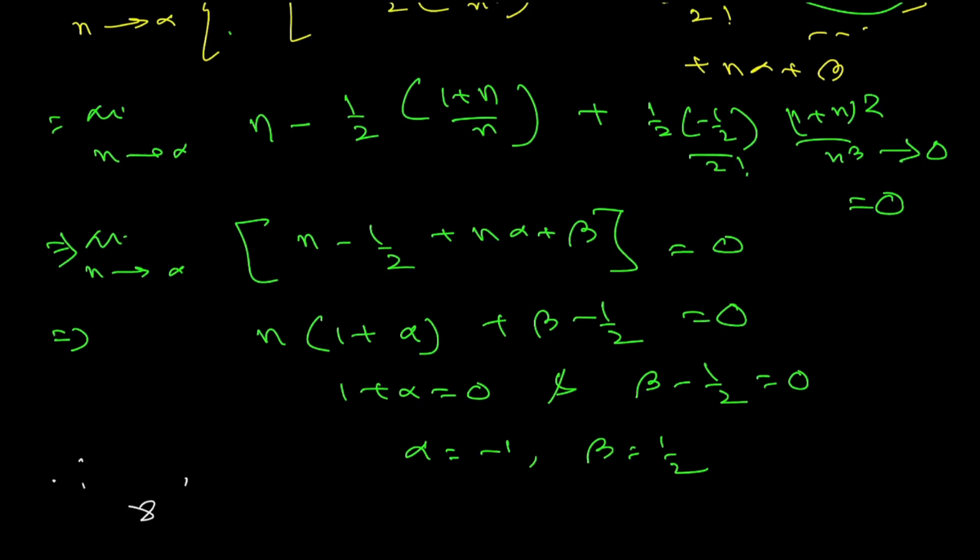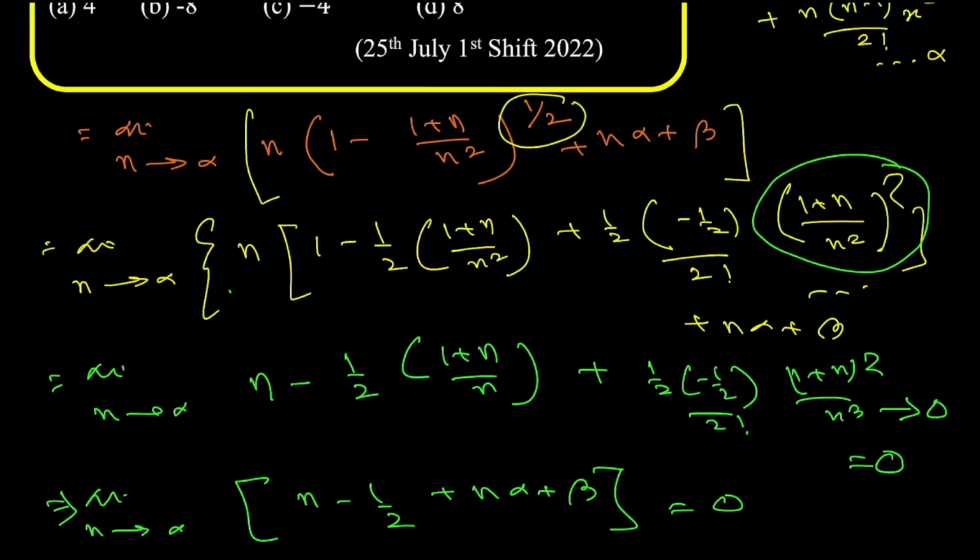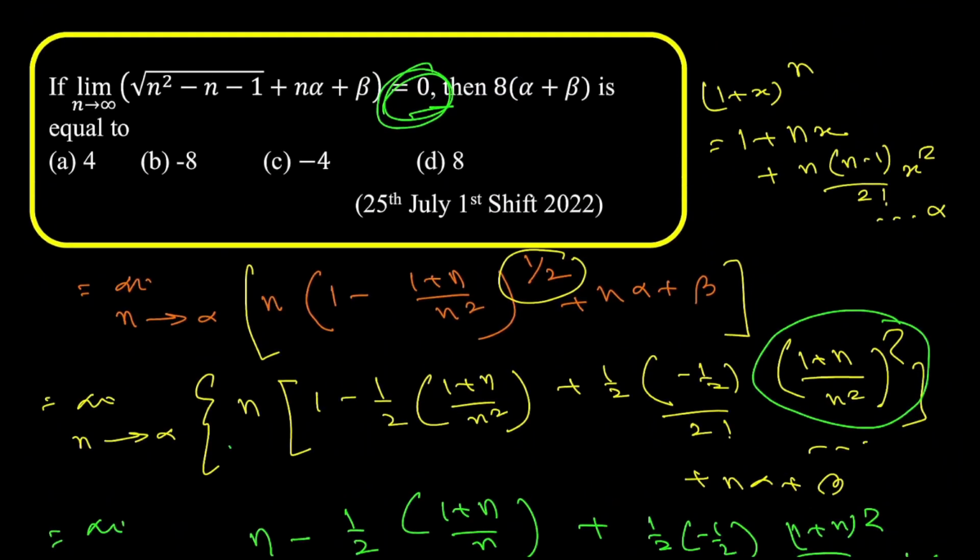Therefore 8 into alpha plus beta, that is 8 into minus 1 plus half, that is coming to be minus 4. So option number is what? Option number is C.